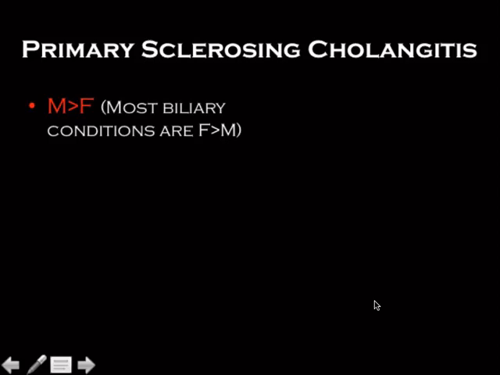It actually favors men. Most biliary conditions are female predominant. Because it's the opposite of the normal trend, I think that makes it a testable thing. Also, and I believe I mentioned this before, but if I haven't, I'm going to mention it again. Anytime gender or race shows up in the question header, it's showing up for a reason.